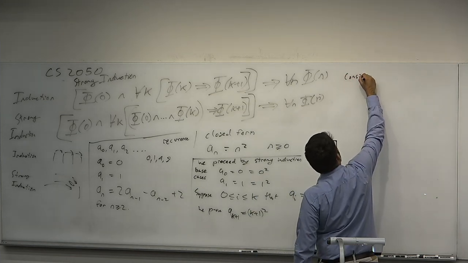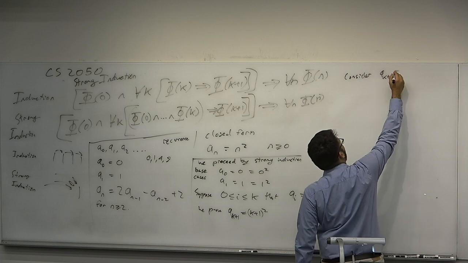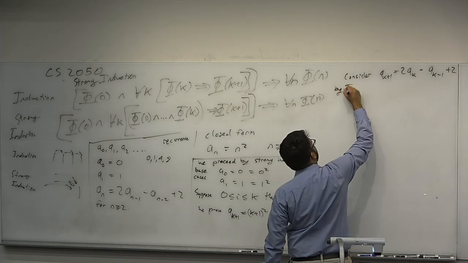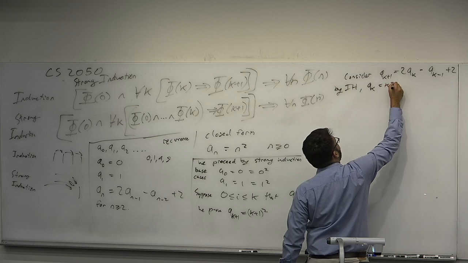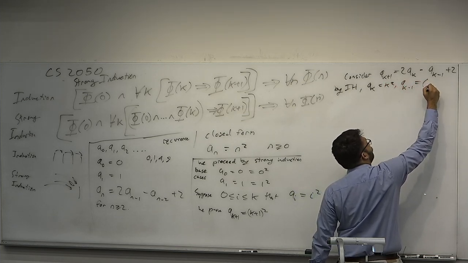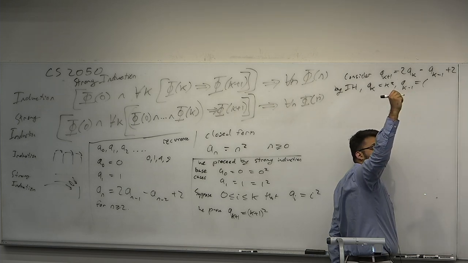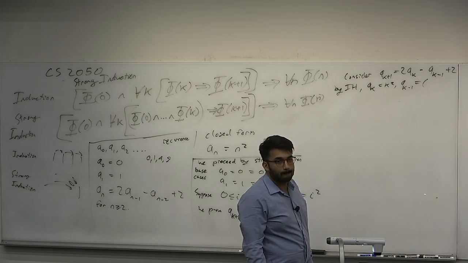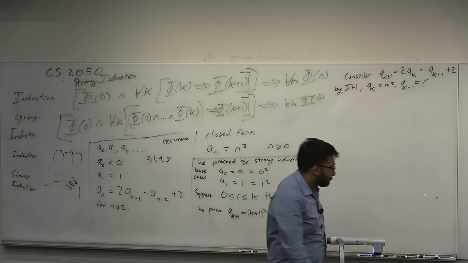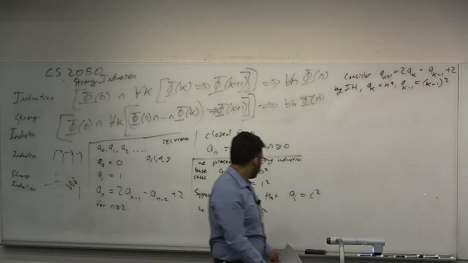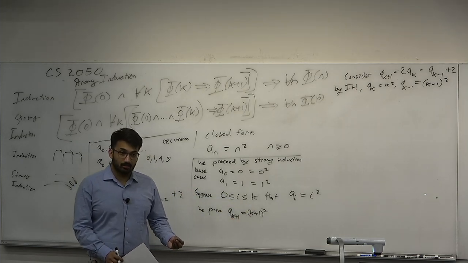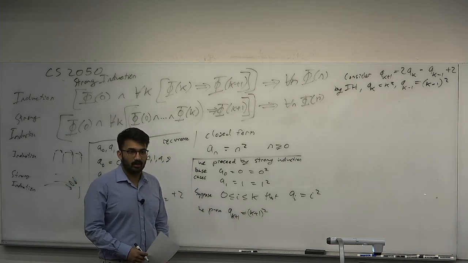Consider that A of k plus 1 is equal to 2 times A of k minus A of k minus 1 plus 2. By the strong induction, we know that A of k is equal to k squared, and A of k minus 1 is equal to what? By the induction hypothesis, what is A of k minus 1 equal to? K minus 1 squared. Why is that true? Because you assume for i between 0 and k. K minus 1 is strictly less than k, right? So A of k is k squared by the induction hypothesis. A of k minus 1 is k minus 1 squared, again by the induction hypothesis.